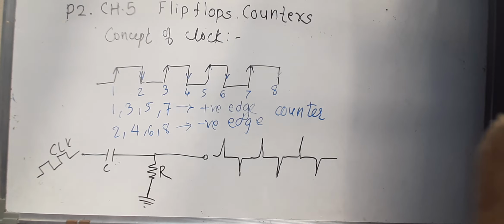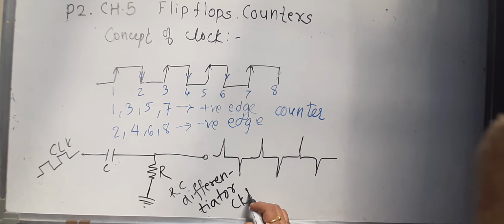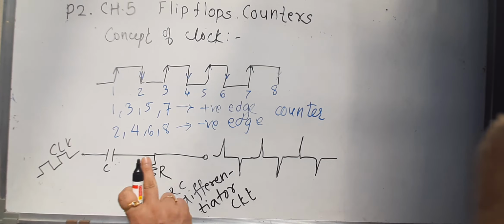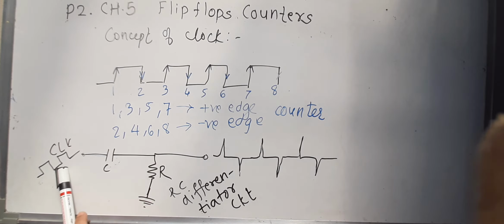Okay, so this circuit is known as RC differentiator circuit. This circuit converts clock signal into spikes. Okay. When we apply such pulse instead of clock signal, then the flip-flop is known as edge triggered flip-flop.